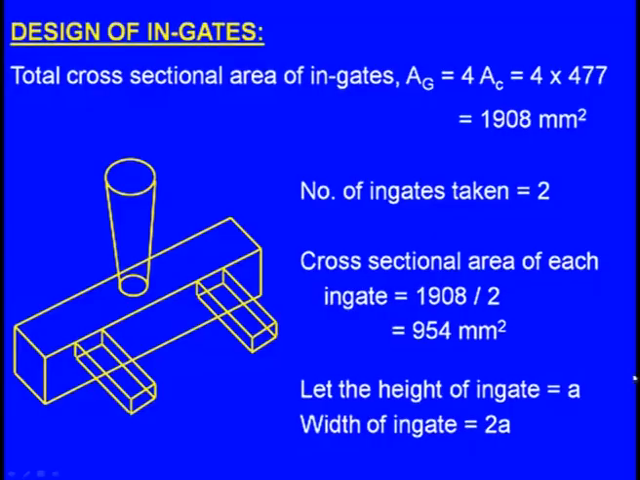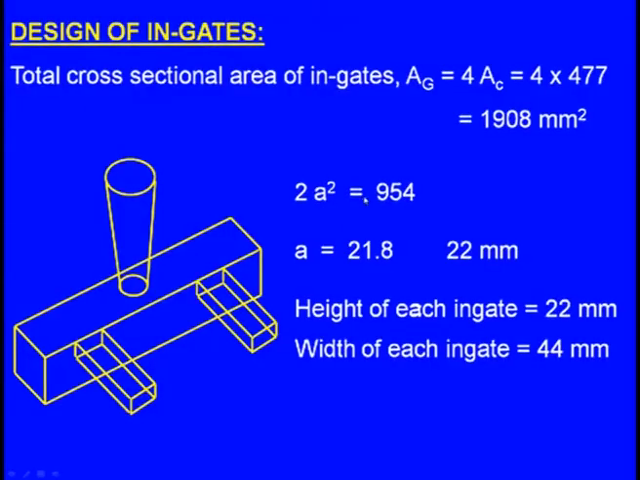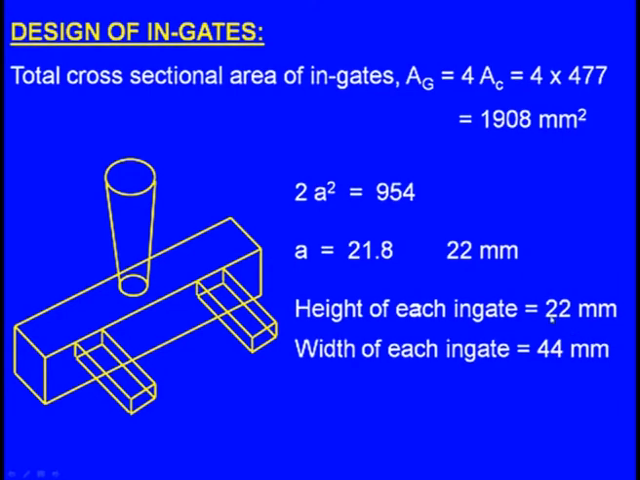954 square millimeters. Now, usually the cross section of an ingate will be a rectangle, and the width of the rectangle will be double the height. So, if the height of the ingate is A, then the width of the ingate will be 2A. The cross section of the ingate, 2A square, is equal to 954, and if we simplify this, A is equal to 21.8, almost equal to 22 millimeters. Now, let us specify the dimensions of each ingate. Height of each ingate is equal to 22 millimeters. Width of each ingate will be equal to 44 millimeters.